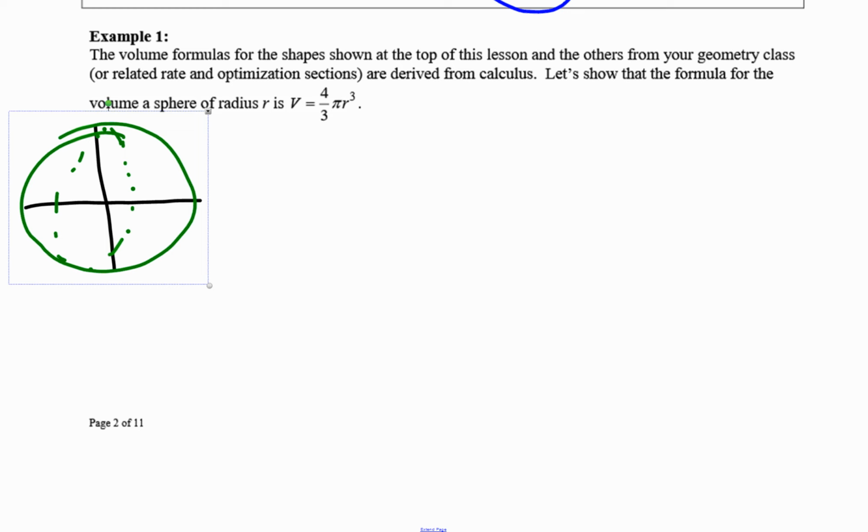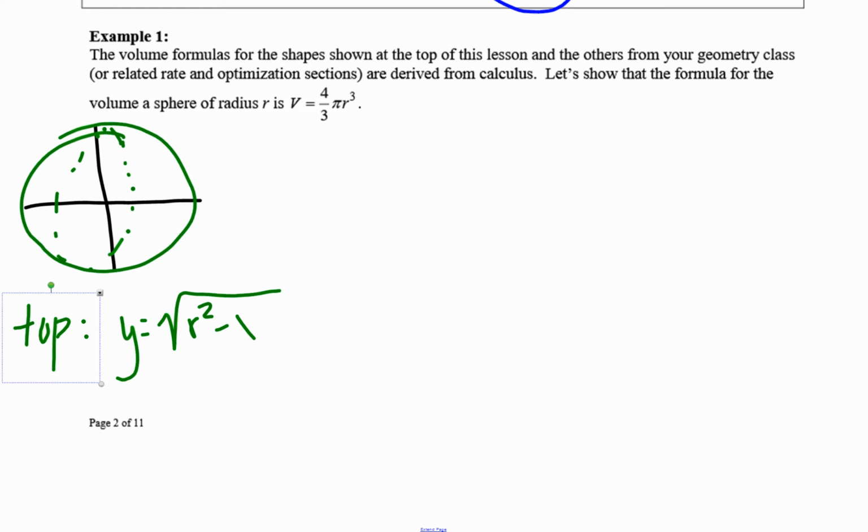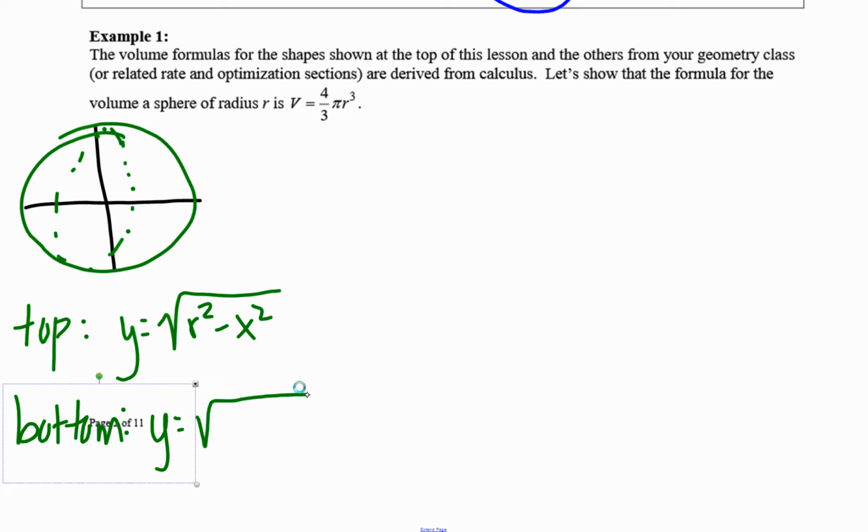And so now, if you remember, the equation of a circle is x squared plus y squared equals r squared. Well, we're going to solve that for y instead. So the top half would be given by the square root of r squared minus x squared. And the bottom would be given by y equals negative square root of r squared minus x squared.